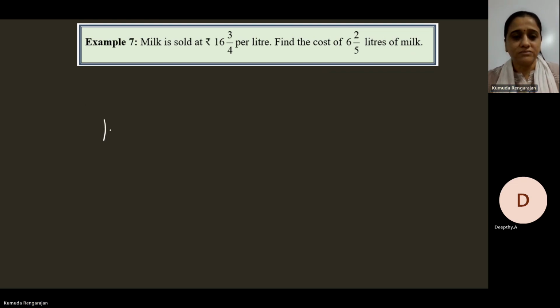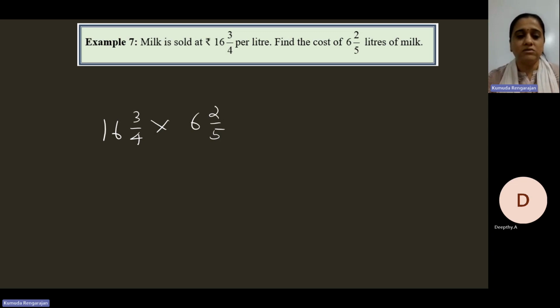So it is 16 3/4 into 6 2/5. Correct? It's multiplication. You need to multiply these two fractions. They're mixed fractions. So this is 16 fours are 64 plus 3, 67/4, into 6 fives are 30 plus 2, 32/5.